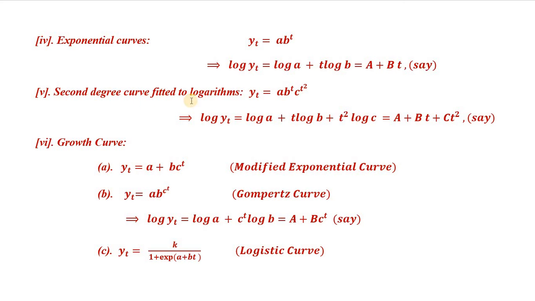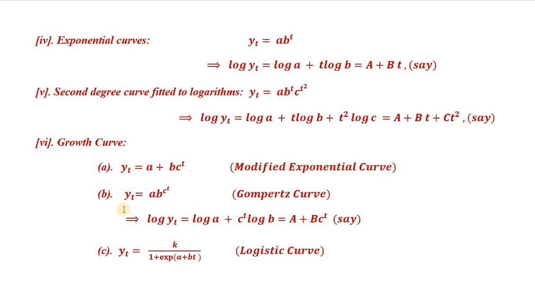Then the second degree curve fitted to logarithm, this is yt is equal to a b to the power t c to the power t square. If you take the logarithm of both sides, then it will be log of yt equal to log of a plus t log of b plus t square log of c, which we can write like this: a plus bt plus ct square. The growth curves are yt equal to a plus bc to the power t. It is the modified exponential curve.